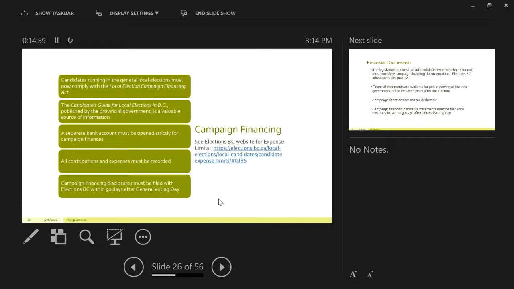So campaign financing. Again, candidates must comply with the Local Elections Campaign Financing Act, and there's a big guide. I think I included it in the document, and it has a lot of good information in it. Remember that you need a separate bank account strictly for campaign finances. All contributions and expenses must be recorded, and disclosures must be filed with Elections BC within 90 days after general voting day.